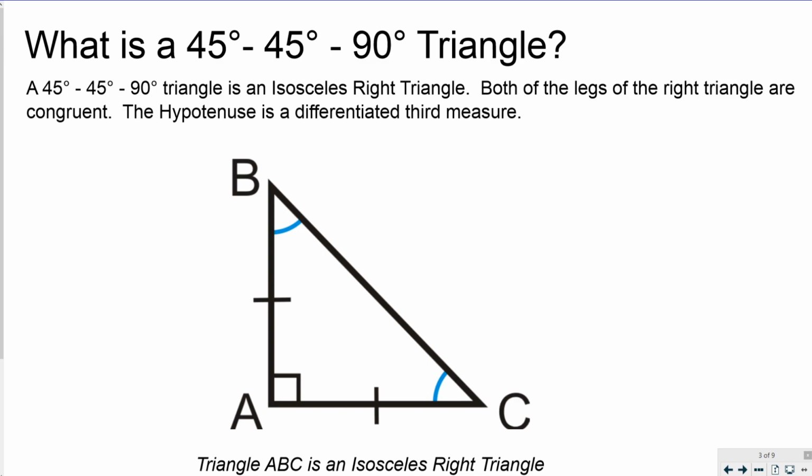So, what is a 45, 45, 90 degree triangle? A 45, 45, 90 degree triangle is an isosceles right triangle. Both of its legs are congruent, and the hypotenuse is a different third measure. So, if I know the two legs, I can find the measurement of the hypotenuse using the special ratio. Similarly, if I have the hypotenuse, I can calculate the measure of the legs. And it's important to know that any isosceles right triangle is going to be a 45, 45, 90 degree triangle, no matter what.